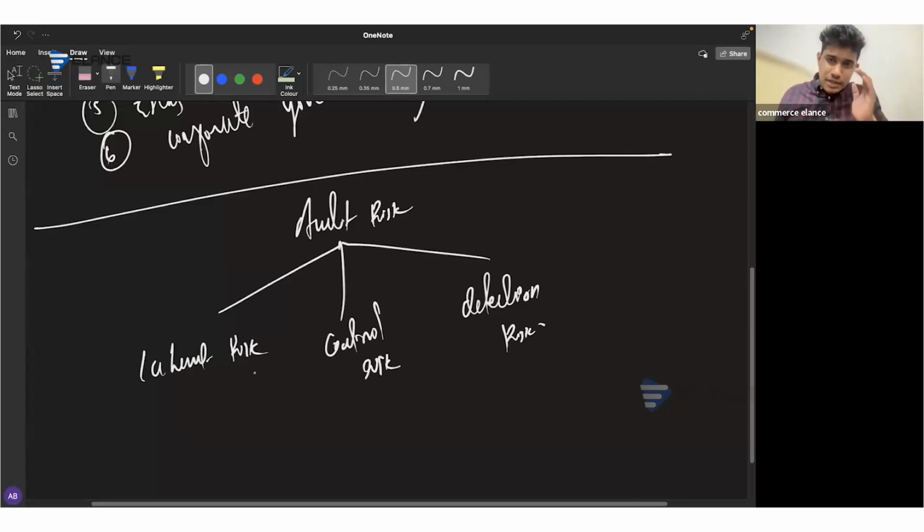In addition to that, we have studied control risk. And when it comes to control risk, we know that every company is required to maintain an internal control.